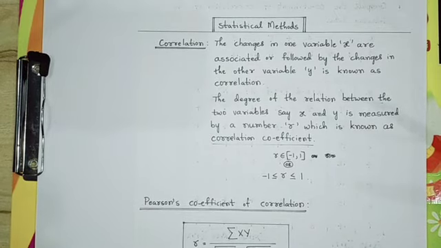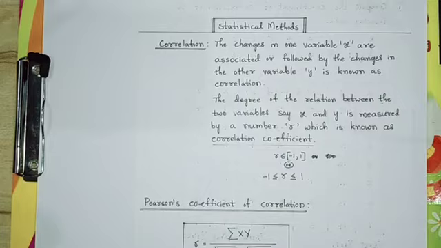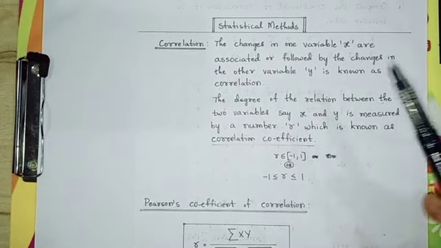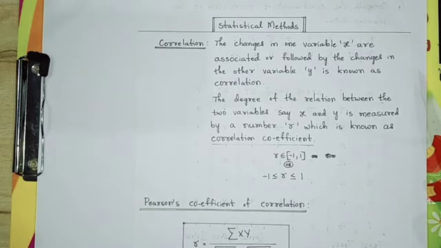So let us define a correlation. Suppose we have the two variables x and y. The changes in one variable x that are associated with or followed by the changes in the other variable y is known as a correlation. For example, we can consider the two variables, namely income and expenditure. If the income is high, obviously the expenditure will become high. If the income is low, the expenditure is also low. So that is known as the correlation.